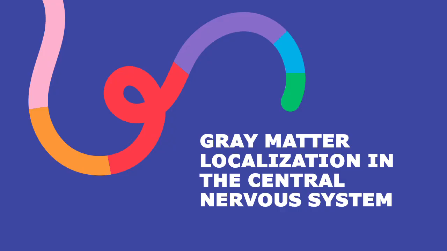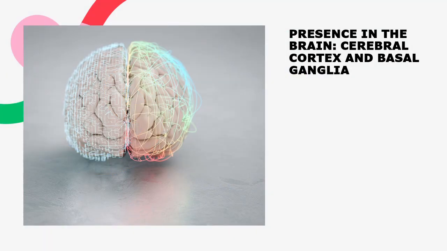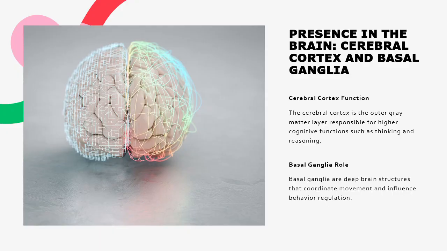Gray matter is distributed in distinct regions within the brain and spinal cord. In the brain, it forms the cerebral cortex and basal ganglia, while in the spinal cord, it occupies the inner butterfly-shaped region. So in the brain, gray matter forms the outside layer called the cerebral cortex. It's responsible for higher cognitive functions.